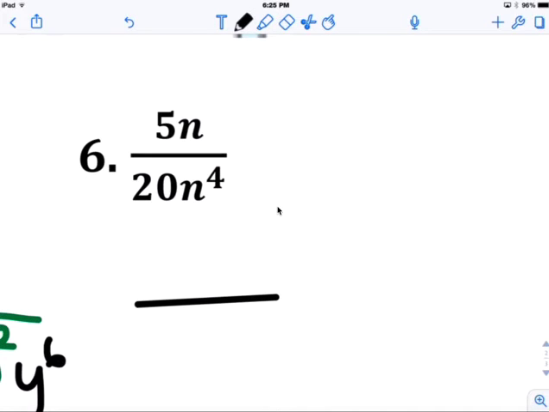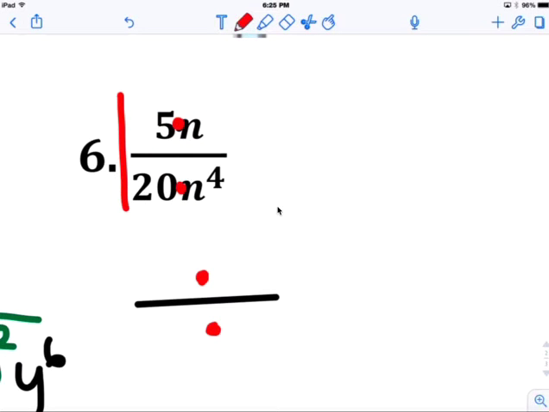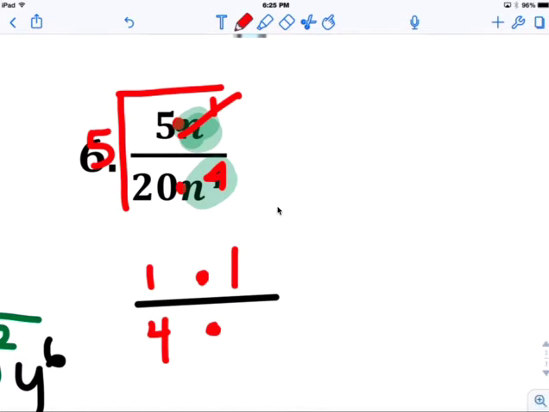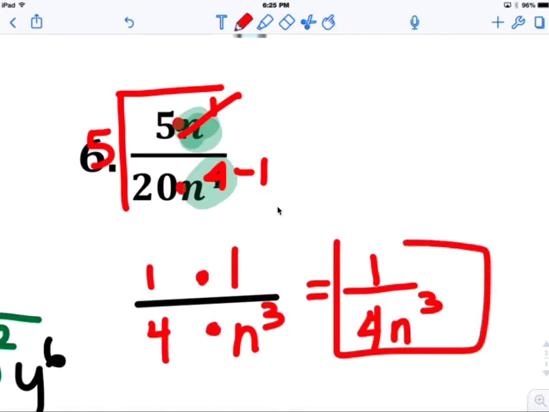So, this is times. Start out like this. Times, times, times, times. Okay. Let's take the exponent first, or we can simplify. Divide both by 5. 5 into 5 is 1. 5 into 20 is 4. The bases are different. This base is the same. 1. That's smaller than the 4. Cross that out. Becomes a 1. Minus the 1 here. N to the 3rd. 1 times 1 is 1. 4 times n to the 3rd is 4n to the 3rd. And that's your answer.